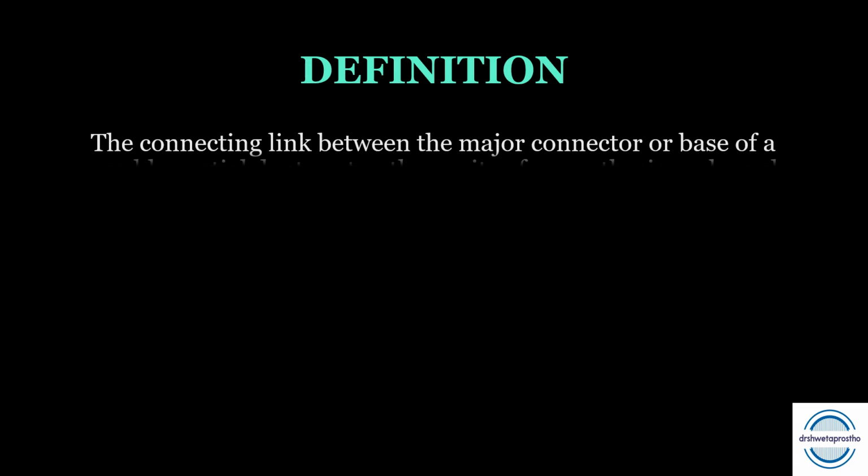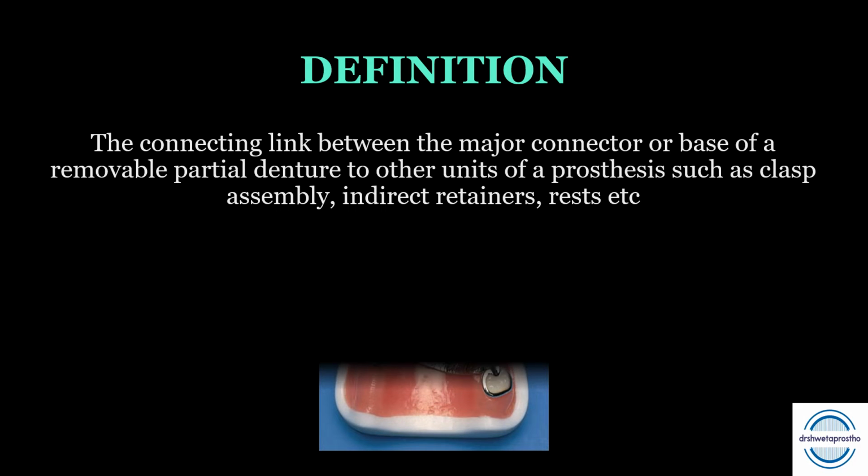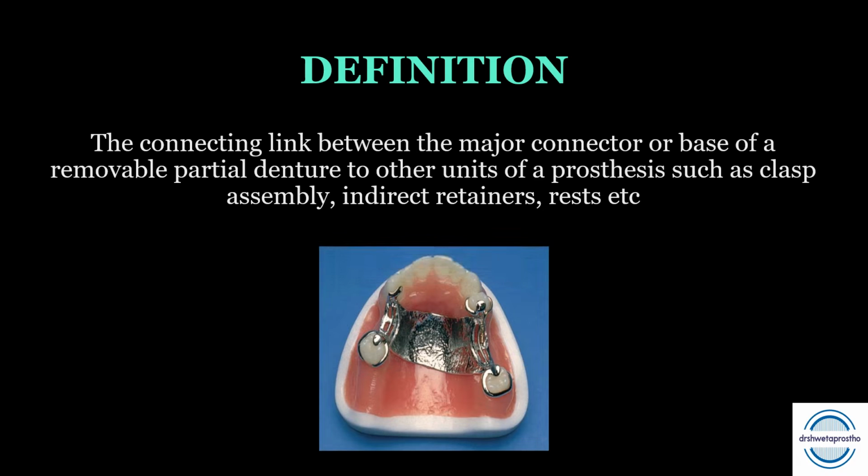First of all, what is a minor connector? The definition, it is very important. It itself comes as a multiple choice question. So minor connector, from the name itself, it is the connecting link between the major connector or the base of the removable partial denture to the other units of the prosthesis, to the other parts of the RPD, such as the clasp assembly, the indirect retainers, rests, etc.